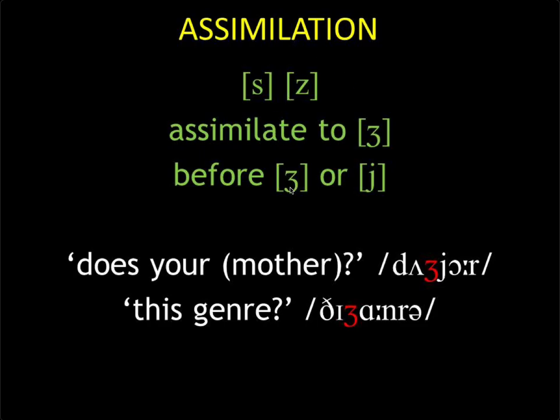The same might happen with the voiced palatal fricative or approximant, and might make S or Z become post-alveolar or palatal J. So does your, in this case, does your mother, might be pronounced as does your mother. And this genre might be pronounced as this genre. Okay?